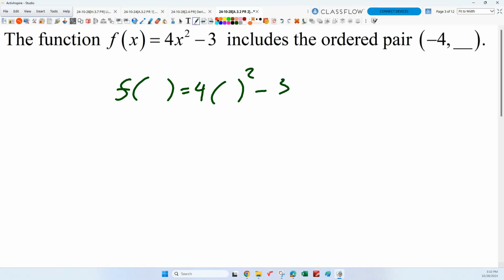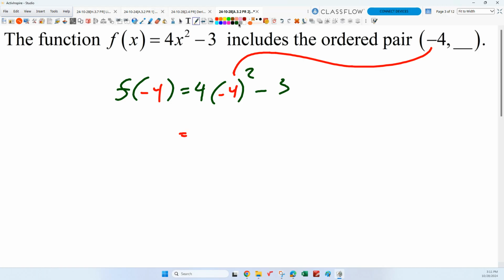Well, I'm going to input negative 4 into the function and just simplify to see what the corresponding output value is. What do I do first here if I'm simplifying? Think PEMDAS. Exponents first, right? Exponents come before multiplication and division, which is before addition and subtraction. So what is negative 4 quantity squared?